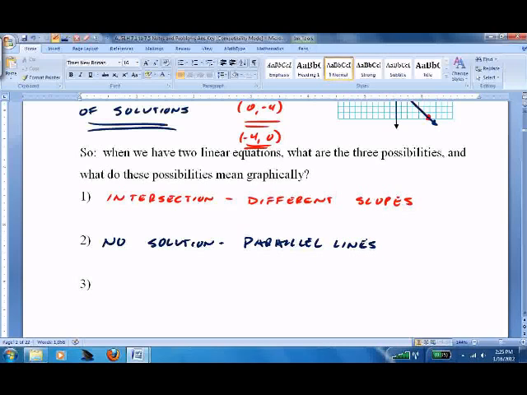And a parallel line is by definition not the same line. And we have an infinite number of solutions. And that means it's the same line. You may not recognize it right away, but it's the same line. When you go to graph it, they'll land right on top of each other.